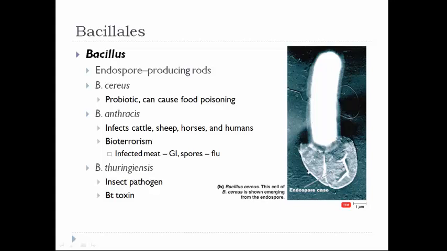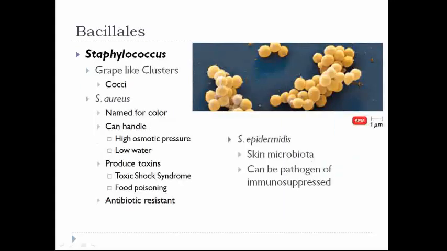Now, Bacillus thuringiensis is the organism that was used to make BT corn. So this is for a process of taking a gene from one organism, sticking it into a plant, and allowing that plant to be able to, well, destroy insects that try to eat it. Staphylococcus, we've heard about this group before. Staphylococcus, they have grape-like clusters. Staph aureus is named for its color. It's actually golden color. However, when we look at it in the microscope, we don't see this.